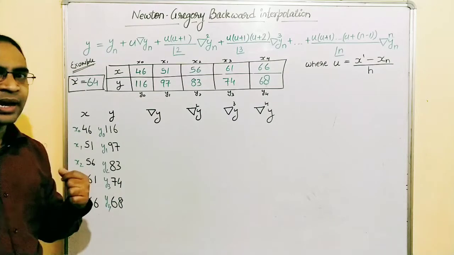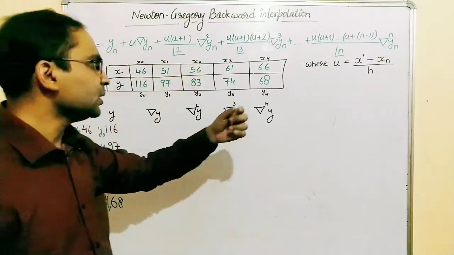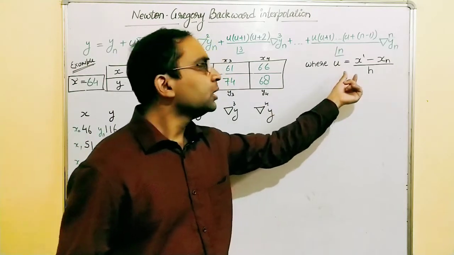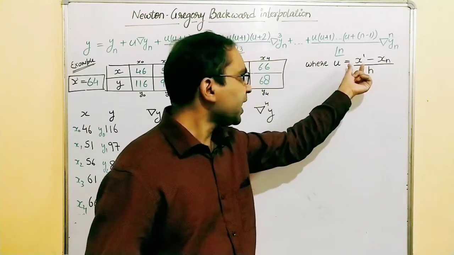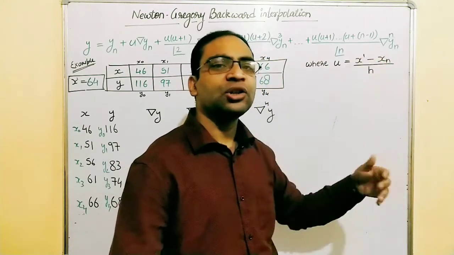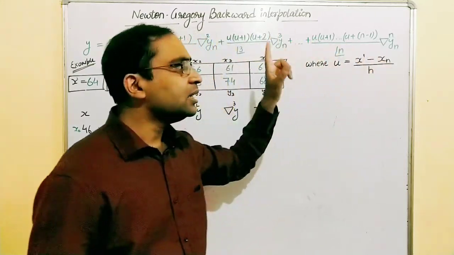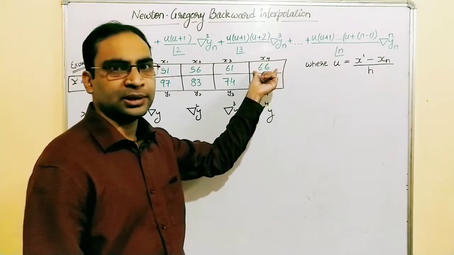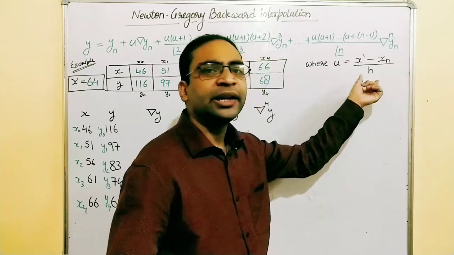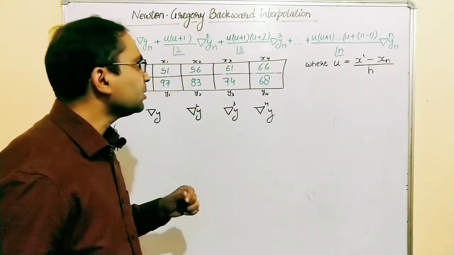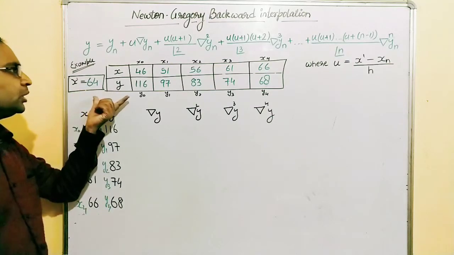Before we start this example, let's see what the value of u is in this formula. So you can see u is equal to x dash minus xn upon h. What is x dash? X dash is the questioned value, and xn, what is xn? This is the last given value in the list. So we will see what xn is here, and h is the interval, as we know that this is for equal intervals.